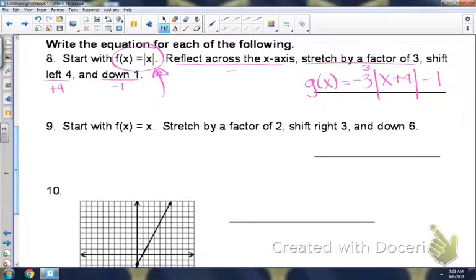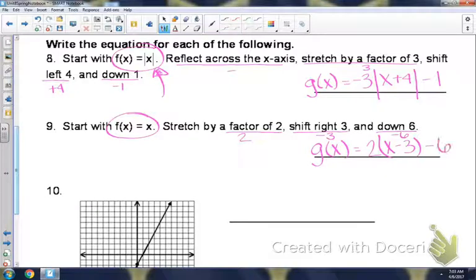Okay, so 9, you're starting with f of x equals x, that's linear. You're stretching by a factor of 2, so that's just your coefficient. You're shifting to the right 3, which would be minus 3 in parentheses. And then you're going down 6, which would be minus 6. So we have stretch by 2. In parentheses, we have x minus 3, and then minus 6. So we don't have a squared, we don't have absolute value bars, we don't have a square root, because we're starting with linear. F of x equals x.